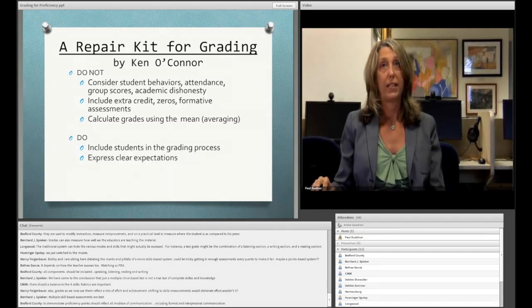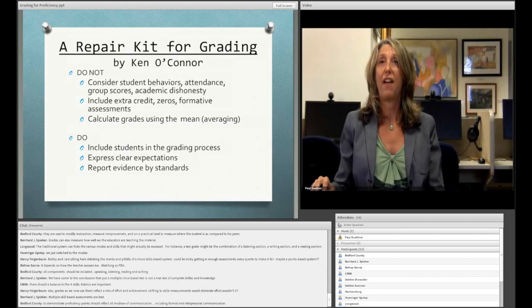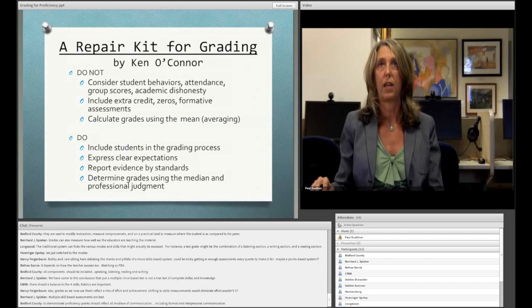Express clear expectations. So that includes providing them with whatever rubric you're using to grade them. Report the evidence by standards. So for us, those standards, the national and the SOLs, that would mean moving towards a standards-based grading system, which is very similar in world languages to a skills-based grading system. And then he advocates determining grades using the median and professional judgment.